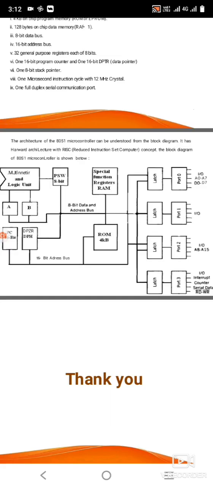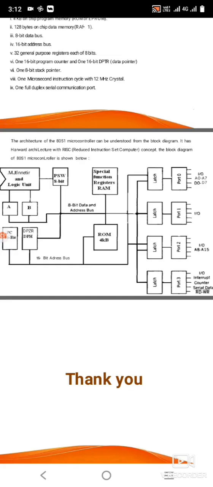It can be understood that the block diagram is the hardware architecture of RISC, meaning reduced instruction set computer. So this is the block diagram concept. We see the block from the arithmetic logic unit, then a program status word of 8 bits. This is one of the flag registers, then the A register, B register and the various registers available in the microcontroller. The A register is the accumulator register. The B register is a temporary register.